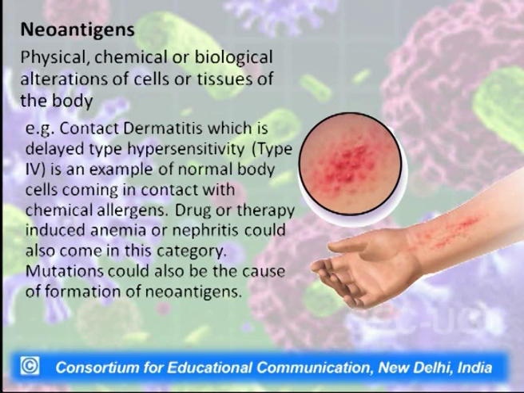Now, what happens during neoantigen formation? Sometimes our normal body cells or tissues come into contact with certain chemicals or biological agents, or at times due to physical liberation. Now, these cells or tissues that display self antigens may have these self antigens altered due to contact with the physical, chemical or biological agents. For example, the most common one is contact dermatitis, which is a delayed type hypersensitivity, which we covered in the previous lecture on hypersensitivity. It is a type 4 hypersensitivity reaction. It is a typical example where normal body cells come in contact with certain chemical allergens.